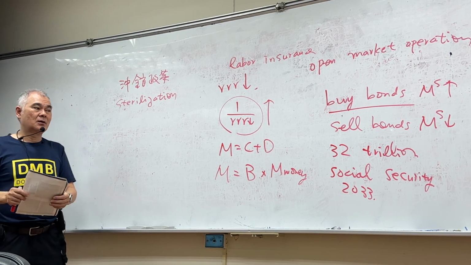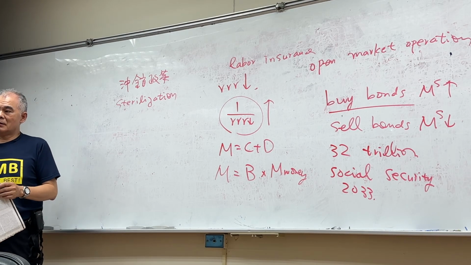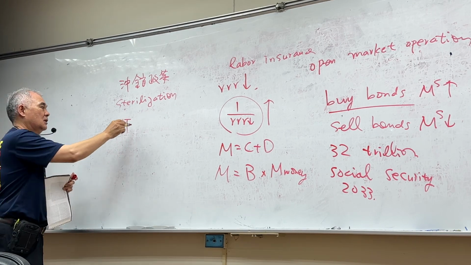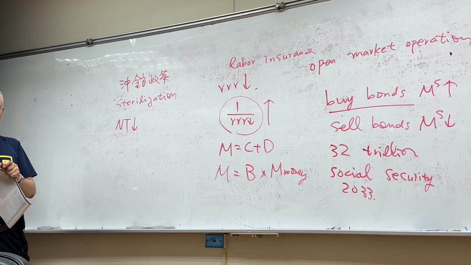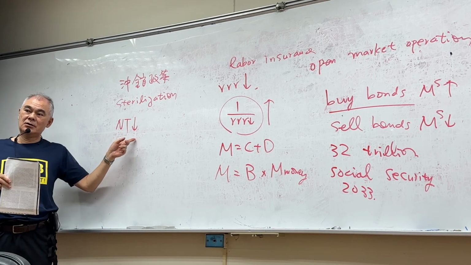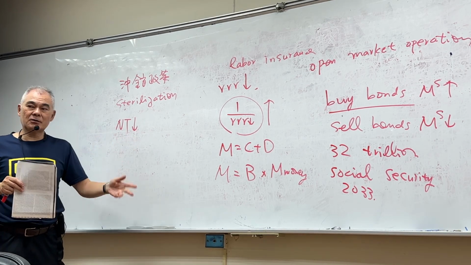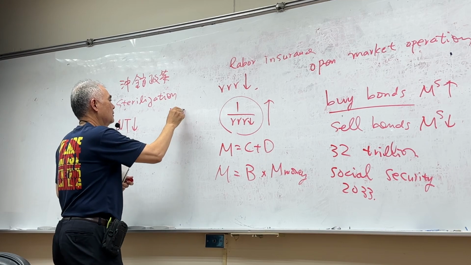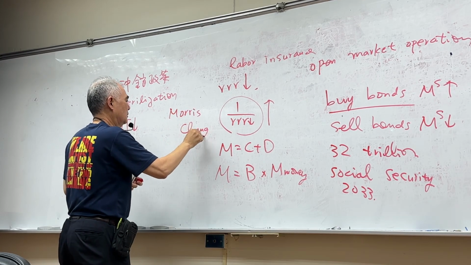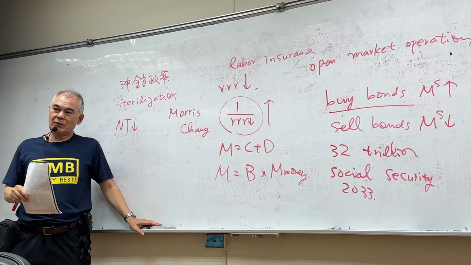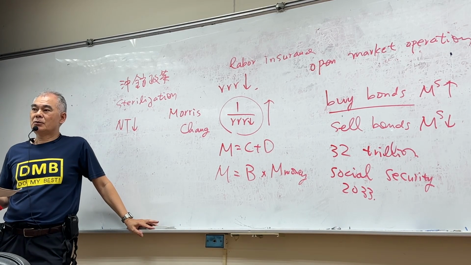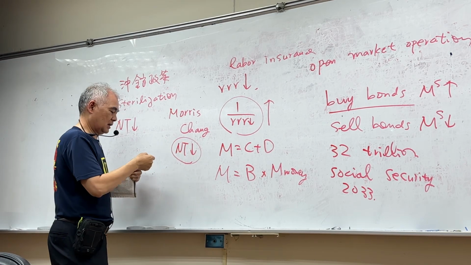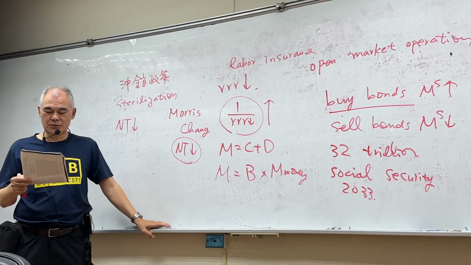So what are we going to do? Taiwan is an export-oriented economy, so we usually want the NT dollar to go down, to depreciate. That is the reason I mentioned Maurice Chen. What did he say? Maurice Chen said, if you want to save the economy of Taiwan, you've got to have NT depreciate.